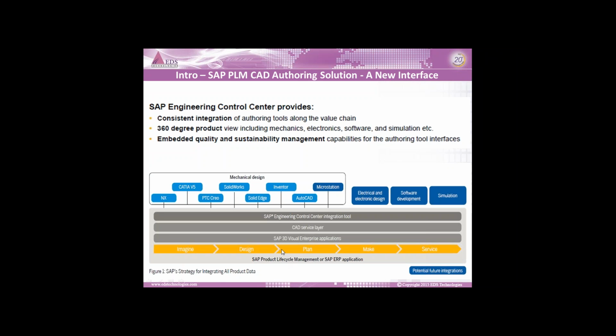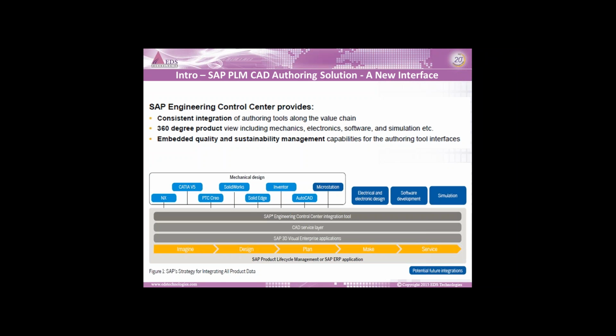This particular solution includes the SAP 3D Visual Enterprise application, which is again a solution from SAP that brings about visualization across the SAP interface. So you can virtually see these 3D models before they are actually opened in the respective CAD applications. It can be made available as a visual in the SAP screen itself. That is made available through the SAP 3D Visual Enterprise application.